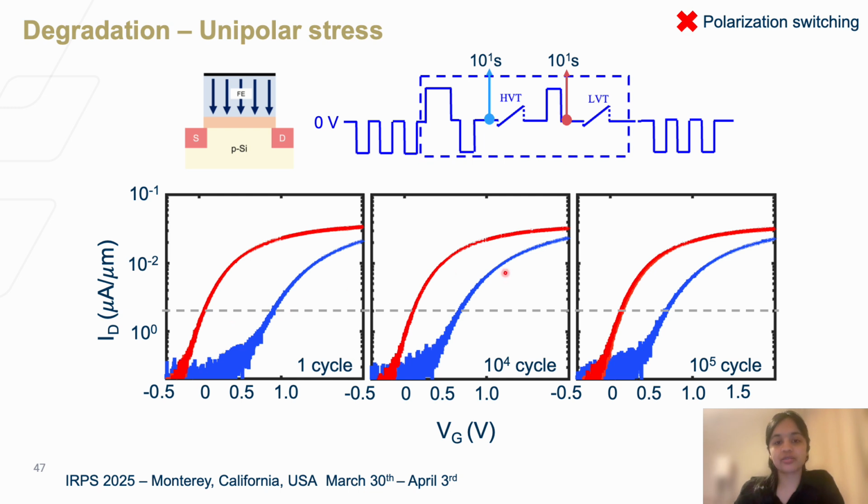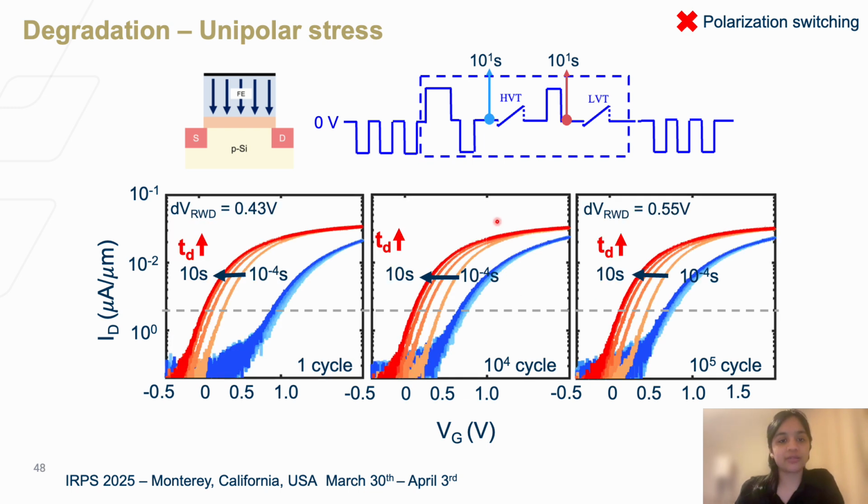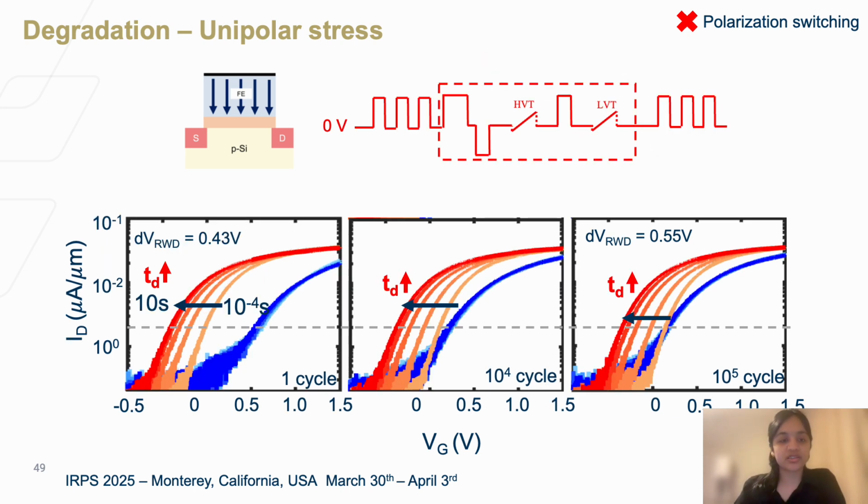We see that the memory window doesn't close as much as it did in the bipolar stress case. We still do see some VT shift, but it's not as significant as the bipolar case. Now, if we look at the impact of increasing the read delay, we see that initially there is some amount of recovery with read delay, but this doesn't change with cycling. If anything, it only increases a little bit. So over here, we don't see the lack of recovery with read delay as we saw in the bipolar stress cases after cycling. Similarly, with positive unipolar stress, we see the same results.